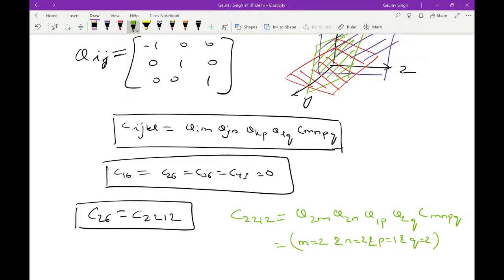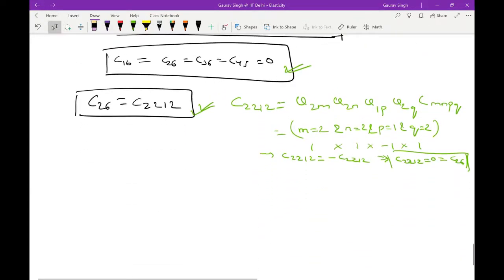What will each do? C22 is equal to 1, C11 is equal to -1 and Q22 is equal to 1. So this would mean that C2212 is equal to minus of C2212. This can only mean that C2212 is equal to 0. Okay. So that's how you can verify all of these terms, that if you apply this particular symmetry plane YZ, you will now get this one.